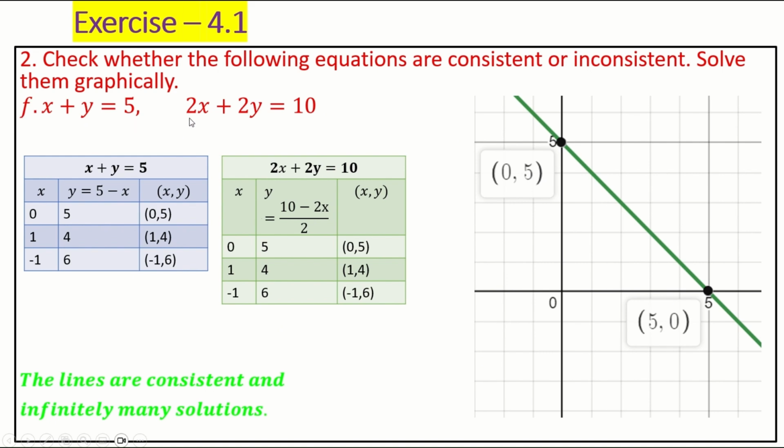You look at the equation here. If you multiply this equation with the 2, 2x plus 2y equal to 10, you get the second equation. From there you can tell they are basically same lines, right?